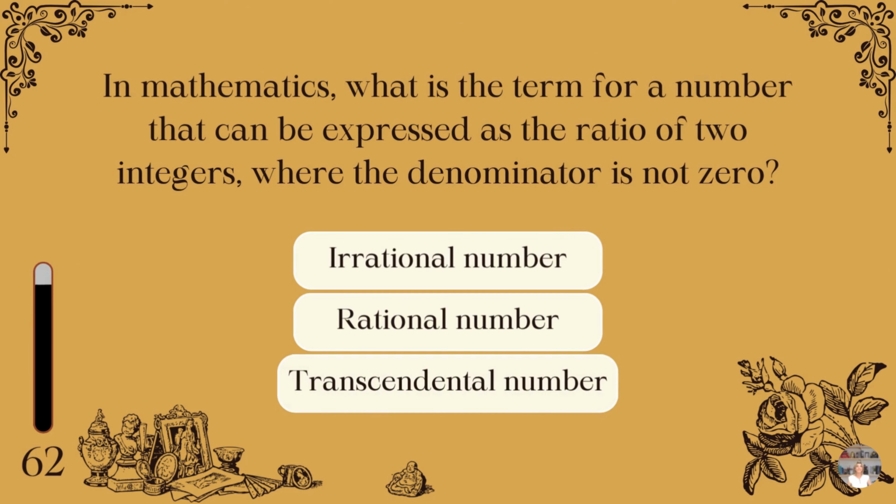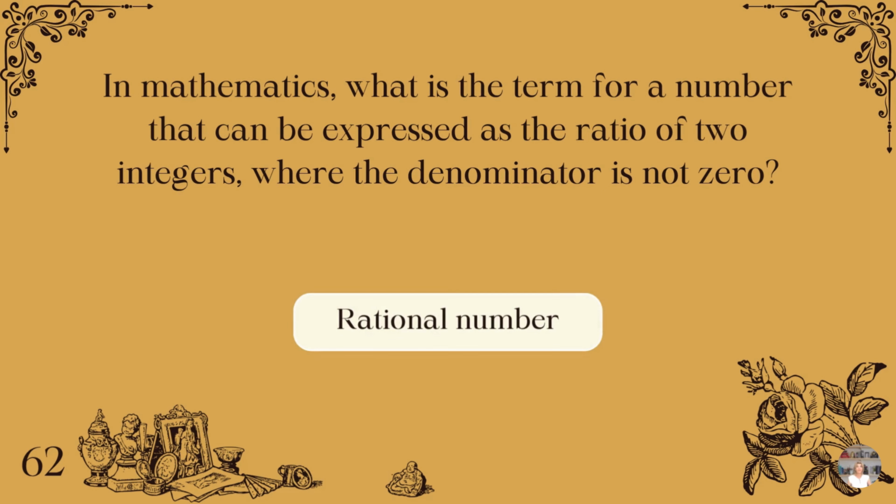In mathematics, what is a term for a number that can be expressed as the ratio of two integers where the denominator is not zero? A rational number, or transcendental number? Rational number.